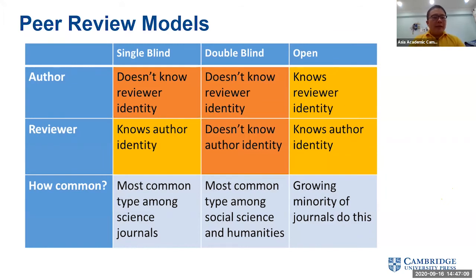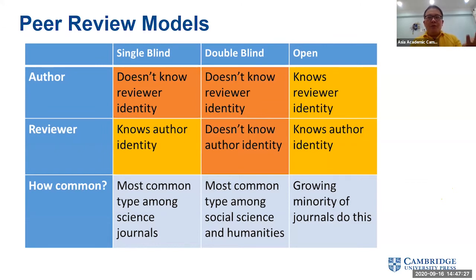For single blind, the reviewer will actually know the author's identity. Okay, so they were reading the paper and then they know, oh, this is written by who and who. Okay, for double blind, the reviewer will receive the paper, but there's no name on it. Okay, so they don't know who is the person who's writing it.